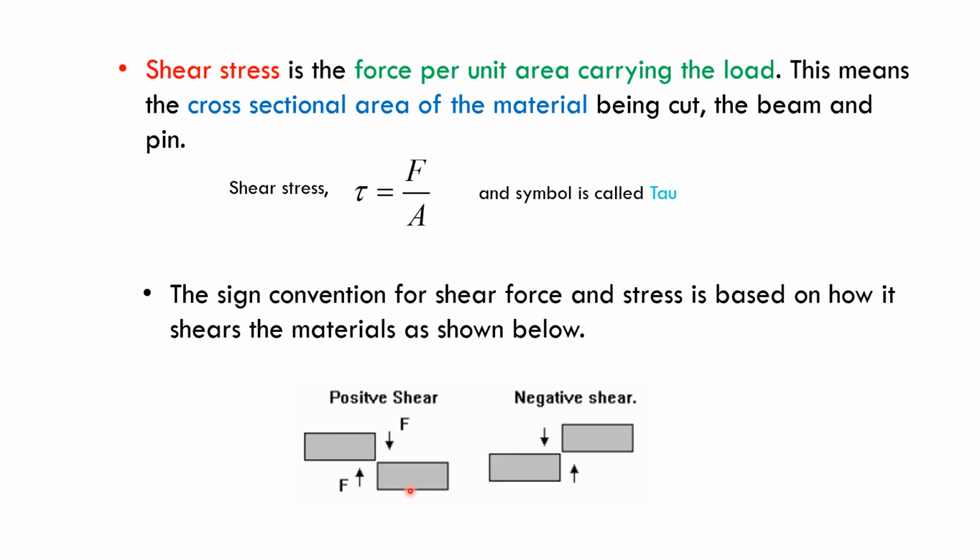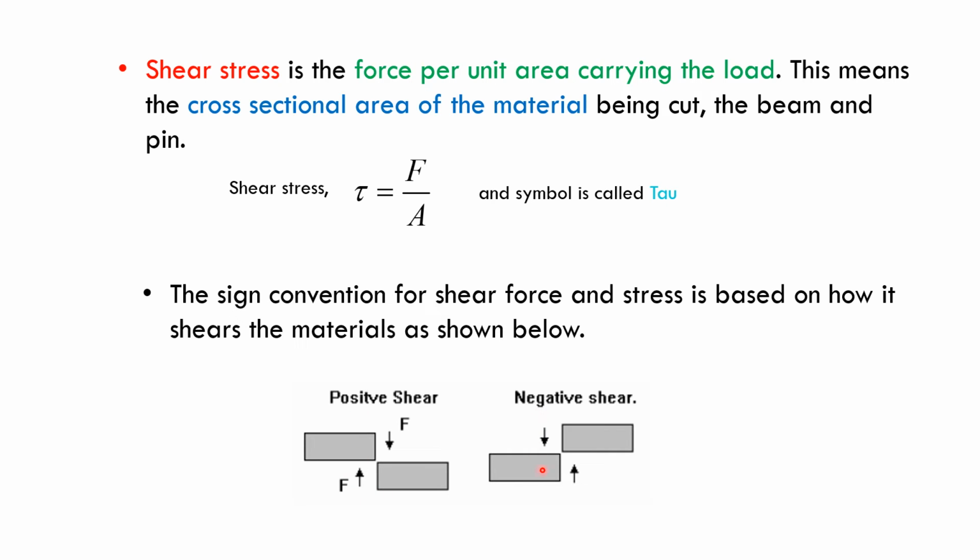If you look at this one, it follows the right-handed coordinate system. If F is going up here, and on the other hand it is going down here, then it is considered positive shear.